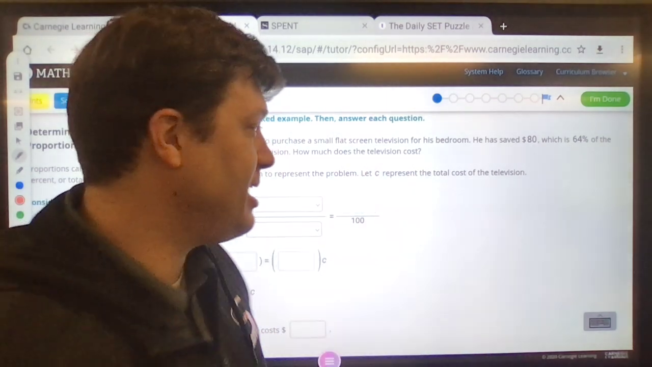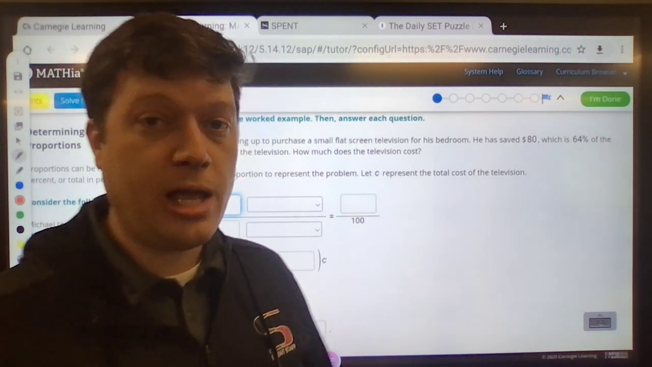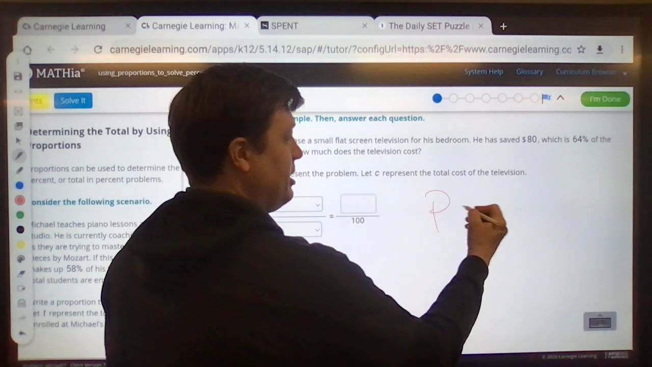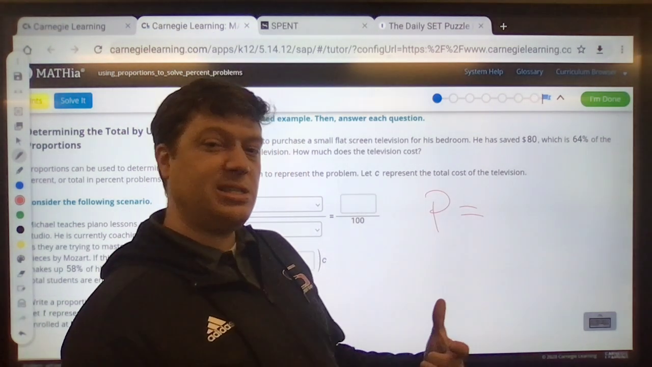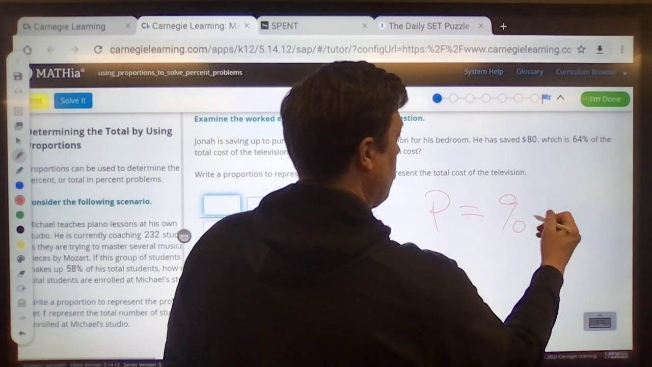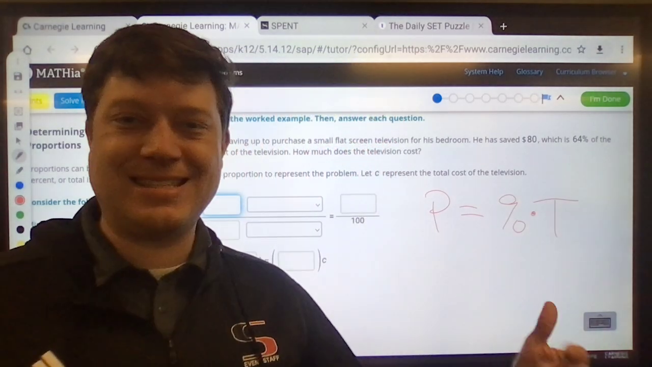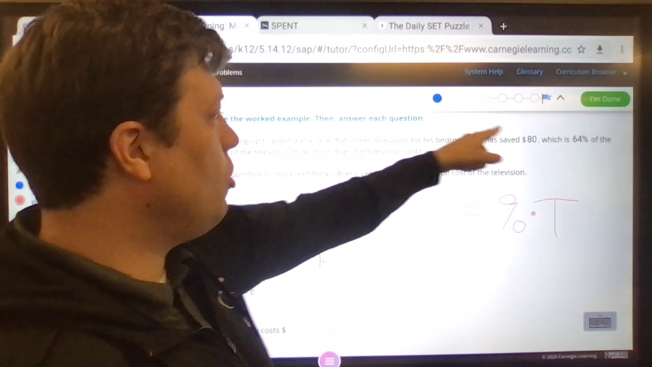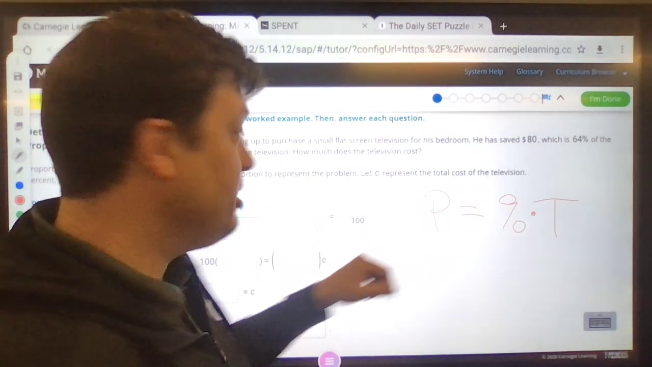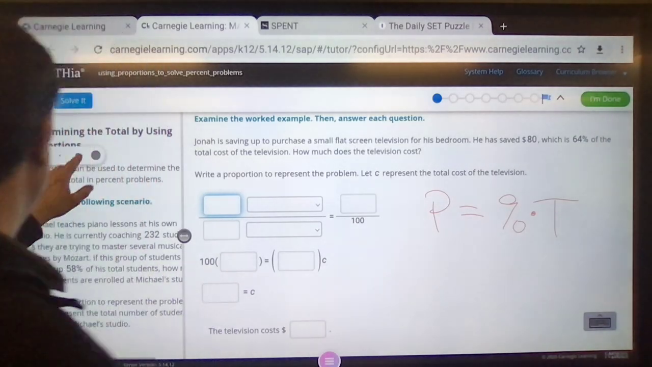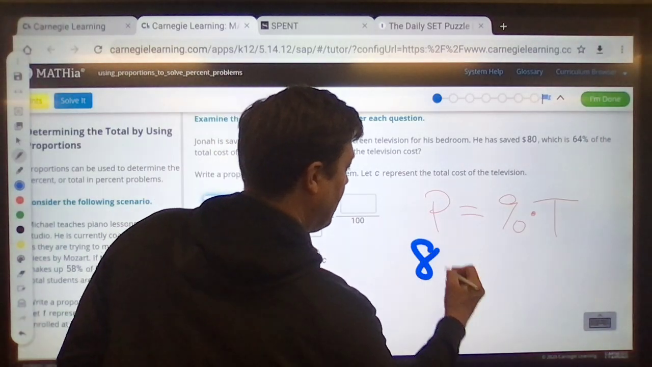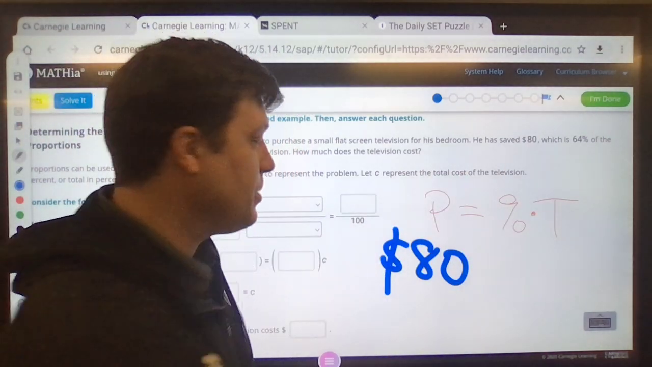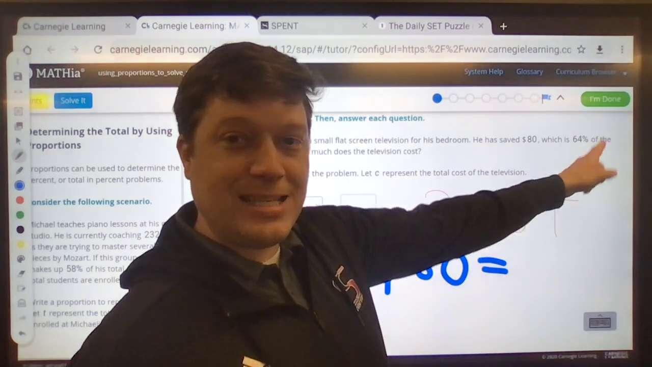The first one is that most of these are based upon something called a part, whole, and total relationship. That the part is equal to some percentage of the total. So we're going to use the percent sign and represent that we're going to multiply by the total. In this problem, he's only saved part of the money. So we're going to take that 80 that he's saved and represent it as just $80, right? That's all that he's got so far. It's going to equal his 64%.